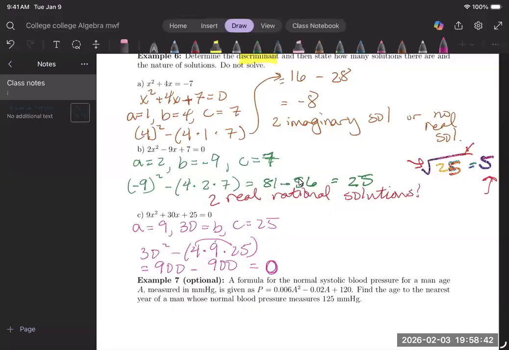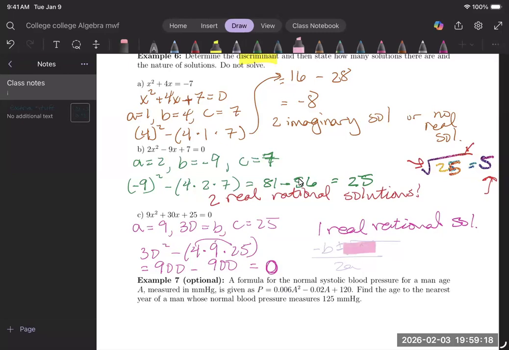So again, this would be a real rational solution because we get rid of the square root. Essentially, if we bring in the whole kit and caboodle, the quadratic equation, negative b plus or minus the square root of, well, we know that's 0, over 2a, because from the discriminant, we know that this part right here is 0.